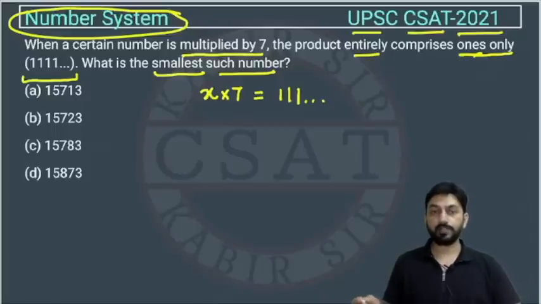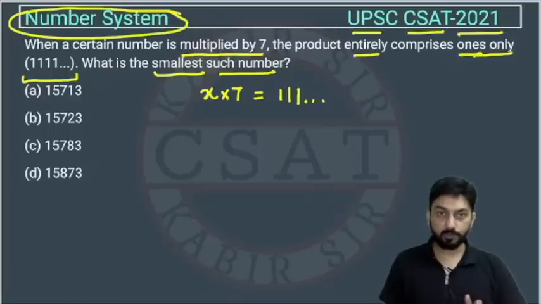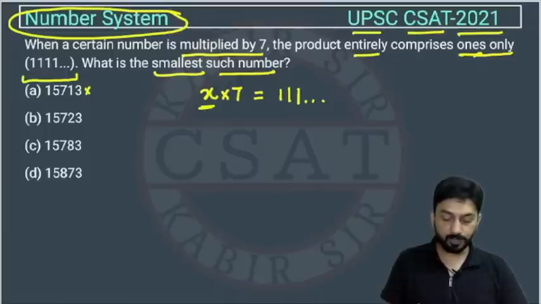So there are two approaches to solve this question. First is, right, this x we have to find, and in the option the x is given here. So we can multiply number with 7 and we can see are we getting ones or not, right? All digits should be 1.